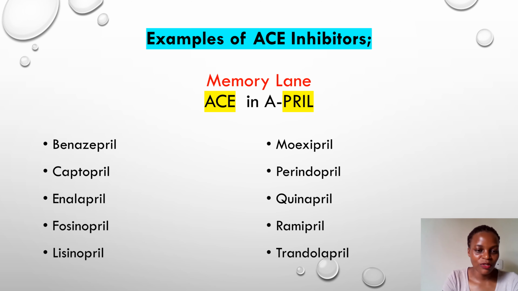So you look at your prescription and you see something called benazepril, captopril, enalapril, lisinopril, whatever pril is there, and you're hypertensive, know that these are angiotensin converting enzyme inhibitors. They usually end in pril, ACE in pril.